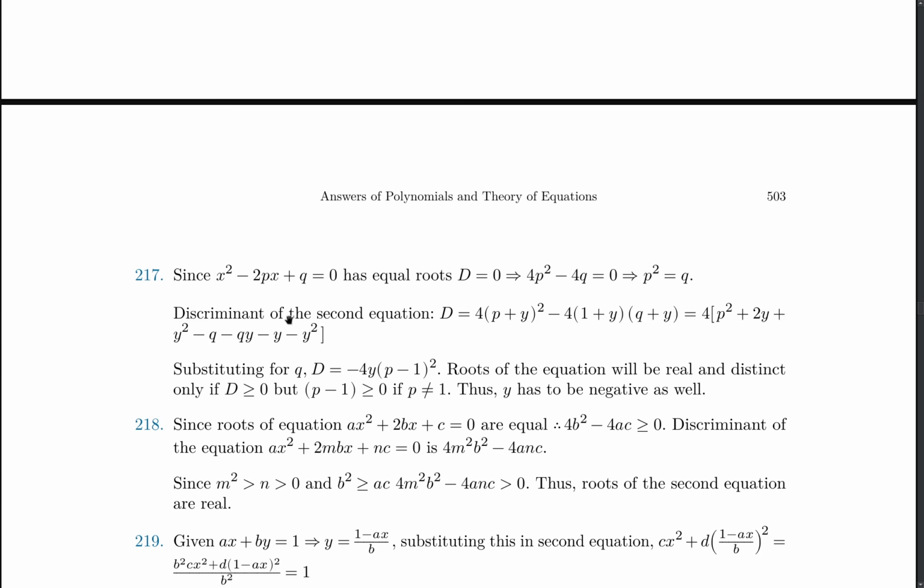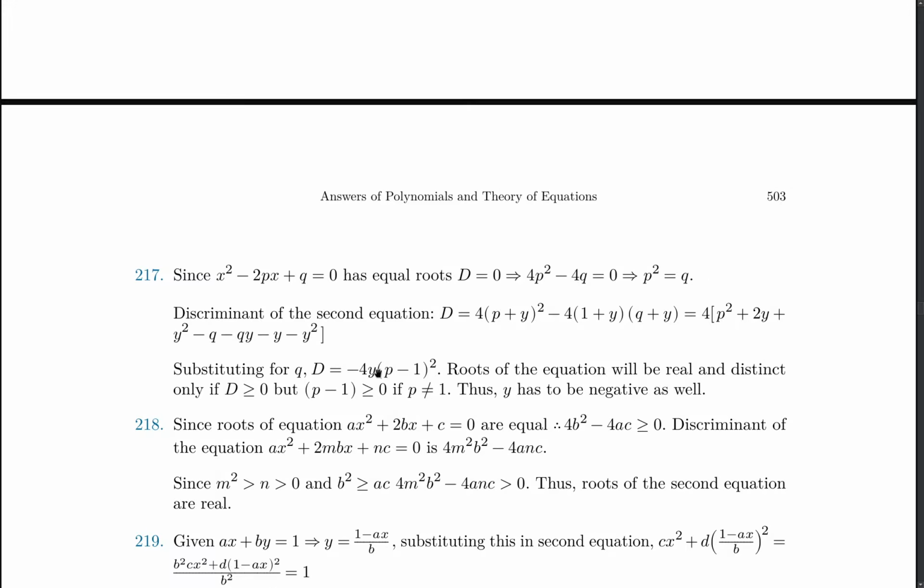Now we write the discriminant of the second equation. Simplifying, we get 4 into p square plus 2py plus y square minus q minus qy minus y square. Now we substitute the value of q as p square. So once you do that, the expression will become minus 4 into y into p minus 1 whole square.